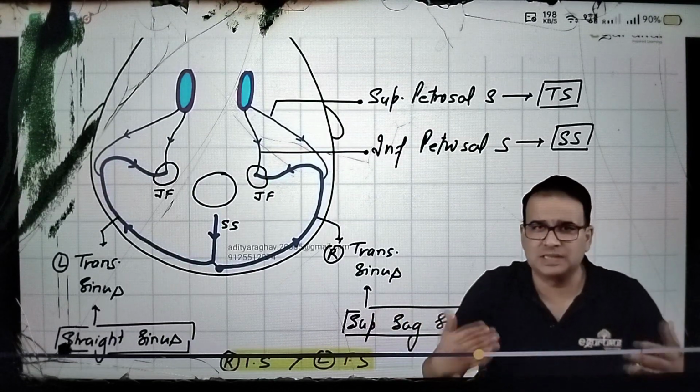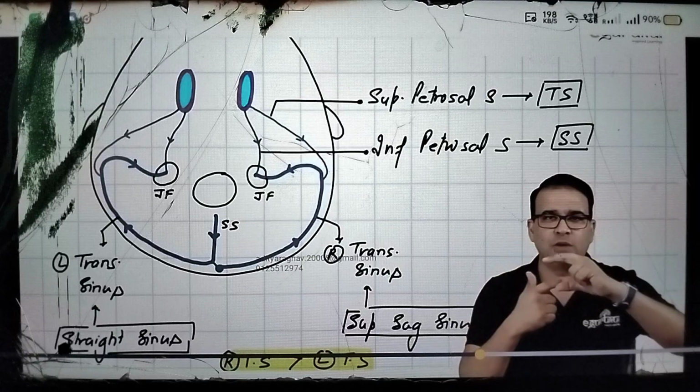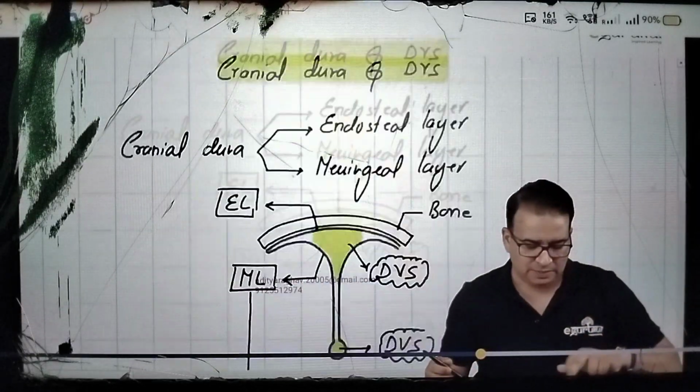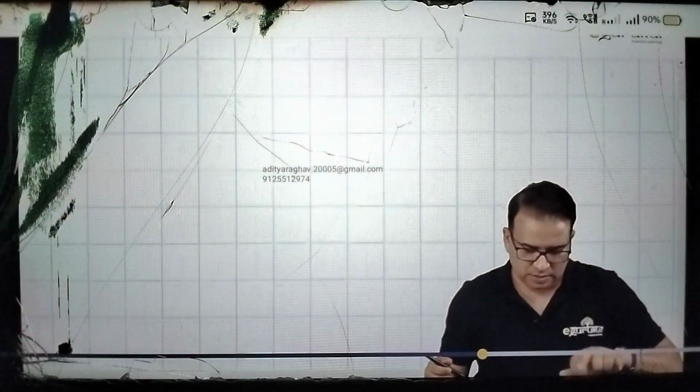The reason for calling them superior and inferior petrosal sinus is that they're running on the upper border and the lower border of the petrous part of the temporal bone. I hope you can appreciate that in the picture also. Let me show in both the images.